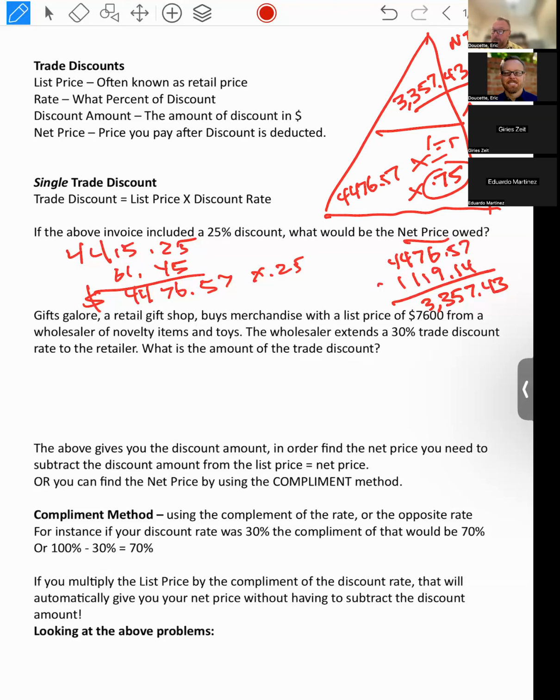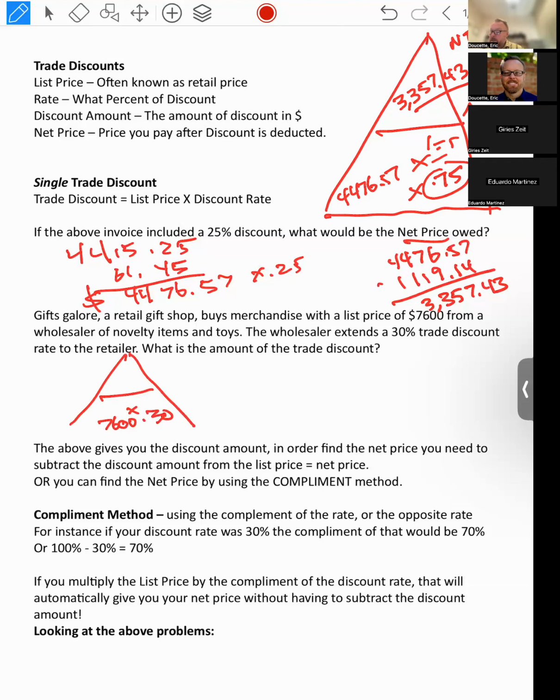And that next problem, gifts galore. A retail gift shop buys merchandise with a list price of $7,600. So that's typically always going to be your base. And then from a wholesaler at a novelty item store, the wholesaler extends a 30% trade discount to the retailer. So they're going to give me 0.30. I'm going to multiply those together.